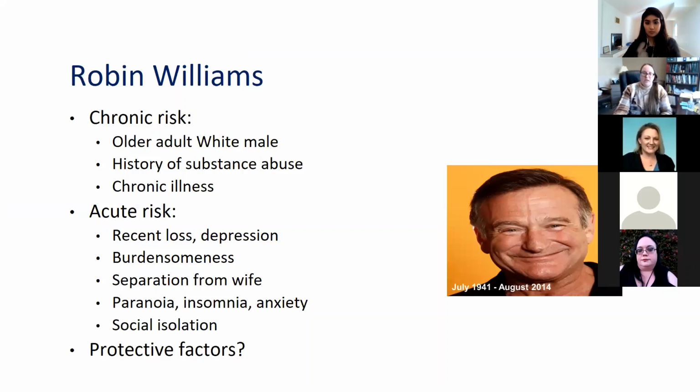So, kind of looking at Robin Williams' case, again, like we mentioned in the beginning, he had some chronic risk factors. He was an older adult white male with a history of substance use and a chronic illness. He also had acute risk factors for suicide. He had a recent loss. He was currently experiencing depressive symptoms, feelings of burdensomeness. He had that separation from his wife. He was sleeping in another bedroom separate from her. Paranoia, insomnia, anxiety, and feeling socially isolated. So he had a number of these risk factors that we have been talking about.